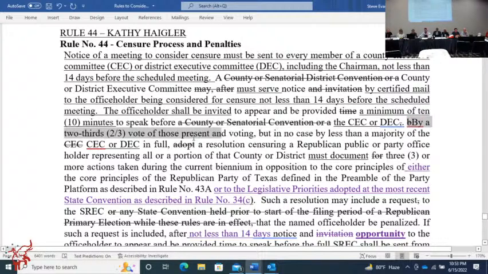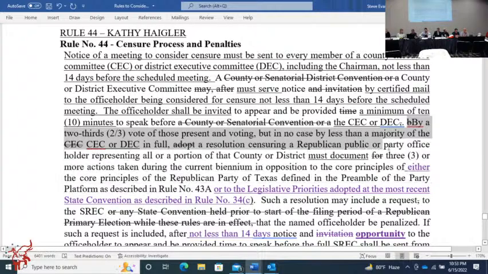By a 2/3 vote of the present and voting, but in no case by less than a majority of the, I'm striking CEC and instead putting in county or district executive committee in full, a resolution censuring a Republican Party, Republican public or party office holder representing all or portion of that county or district must document 3 or more actions taken during the current biennium in opposition to the core principles, and the rest of the sentence is all untouched.